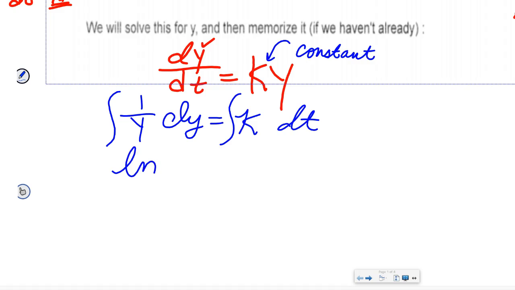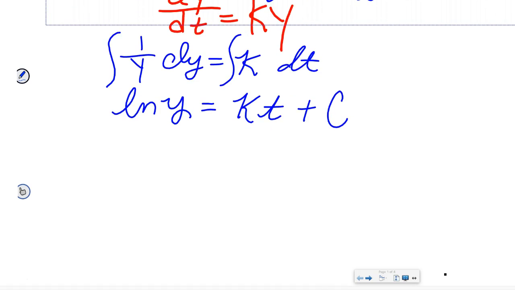This is natural log. Technically absolute value, but for the real world problems, things don't go negative. They grow or they shrink, but if they shrink, it's to 0. They don't go negative. So you can completely trash your absolute value bars on that. This would be KT plus, again, now we have a new constant. So these problems have two constants in them, a constant of proportionality and a constant of integration.